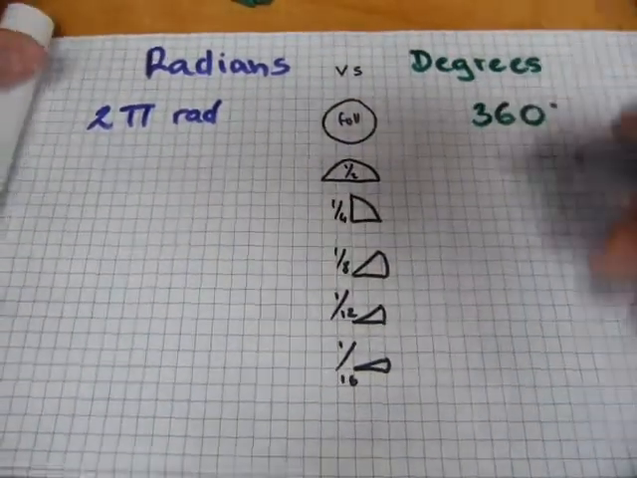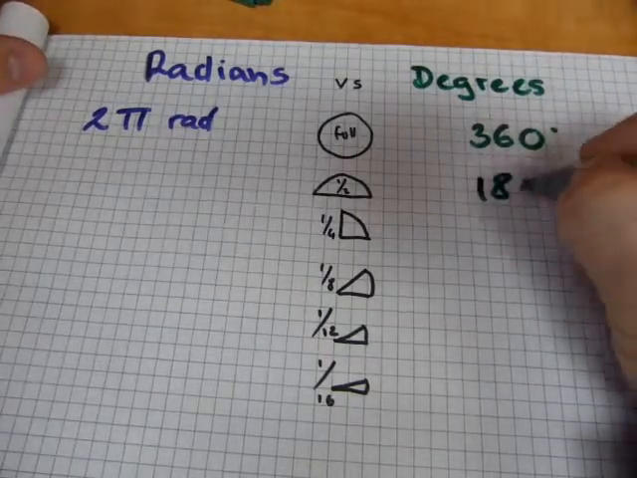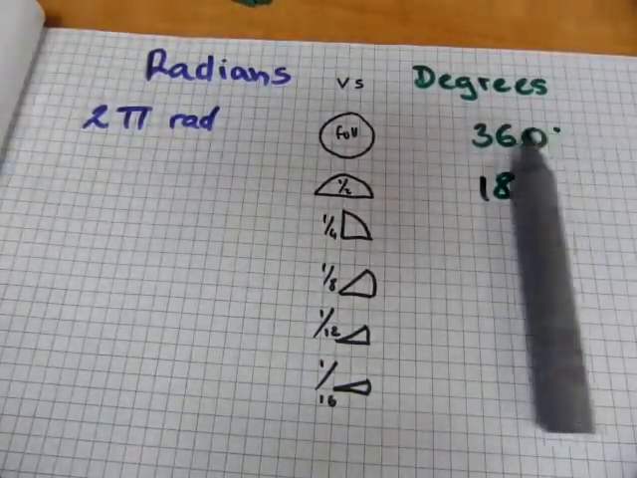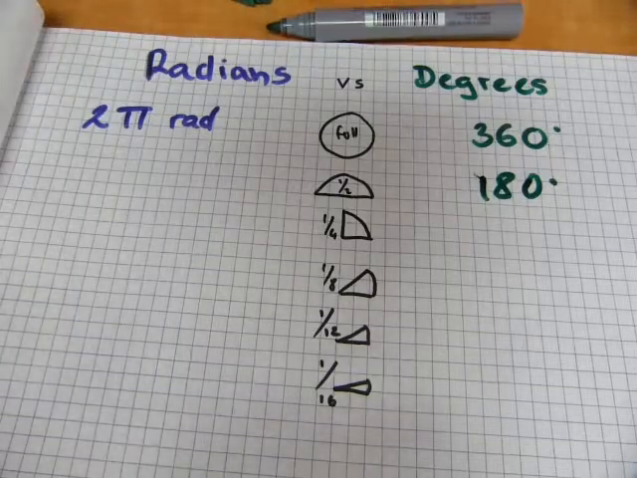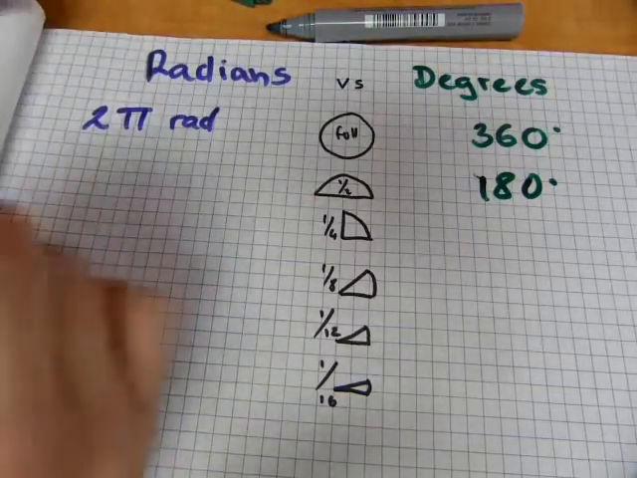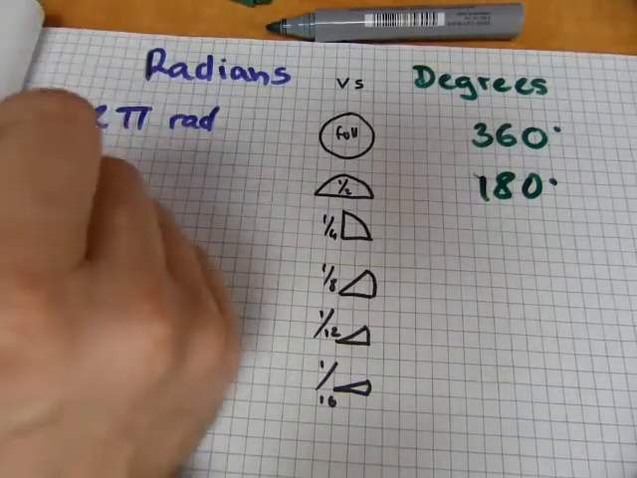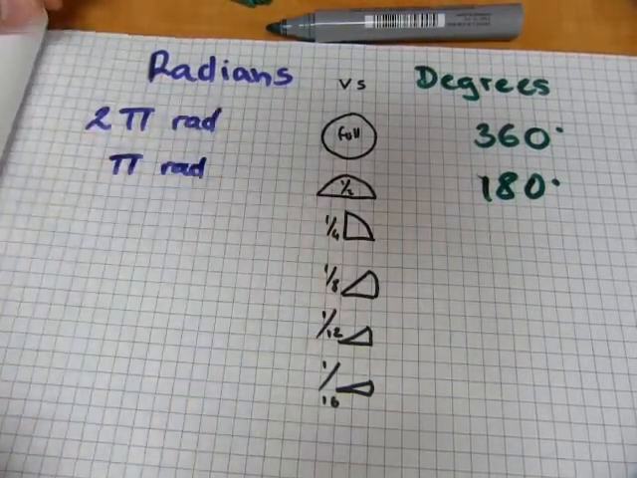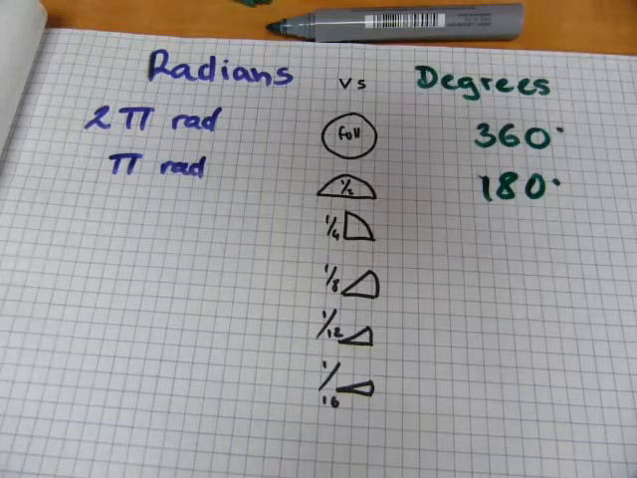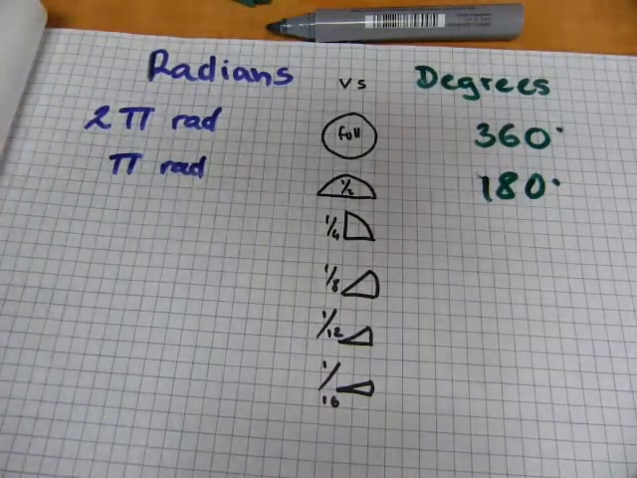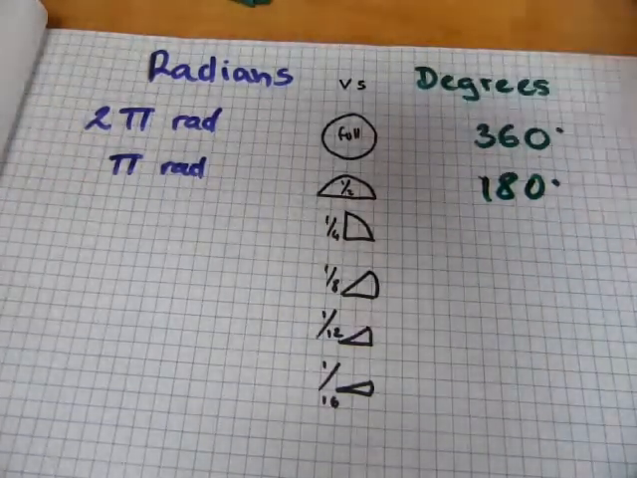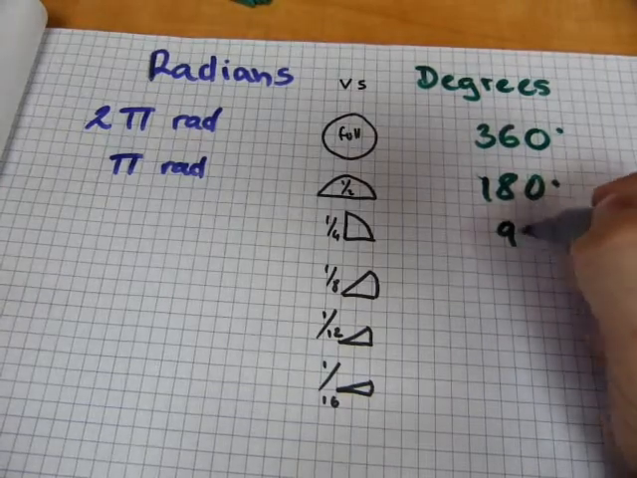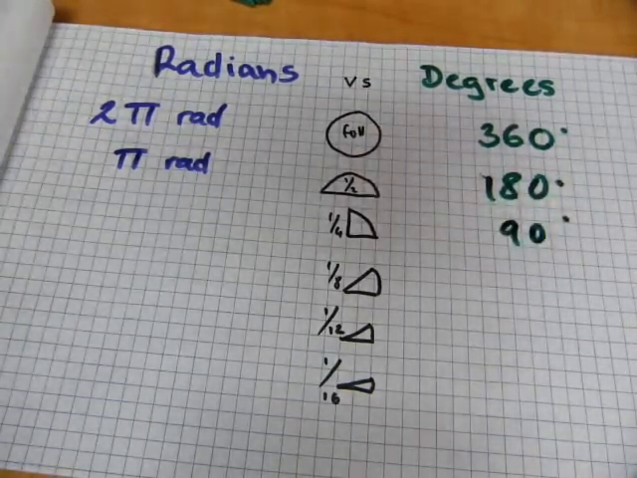So half a circle, 180 degrees. What's half of 2? Half of 2 is 1. So I'm not going to write down 1, I'm just going to write pi radians. Okay, that's half a circle, 3.14 radians. A quarter circle is, of course, 90 degrees. Super straightforward there.